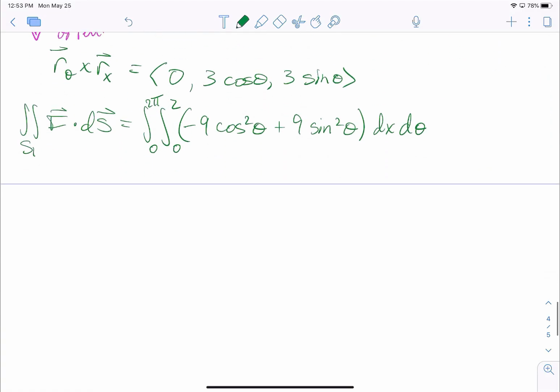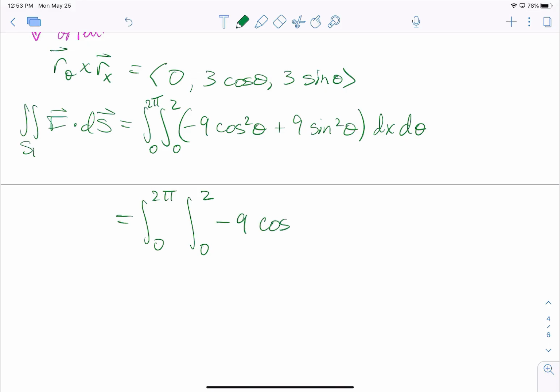Our integrand actually fits the form of the double angle formula for the cosine function, so we end up with the integral from 0 to 2 pi of the integral from 0 to 2 of negative 9 times the cosine of 2 theta dx d theta. Integrating with respect to x, evaluating from 0 to 2, and then integrating again is going to give us negative 9 times the sine of 2 theta evaluated from 0 to 2 pi for a result of 0.